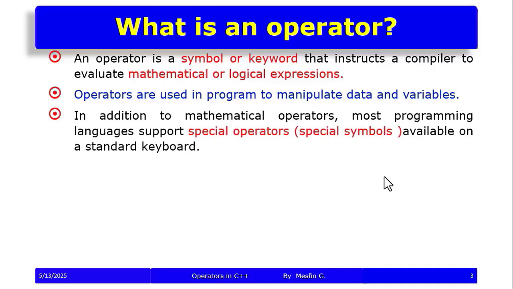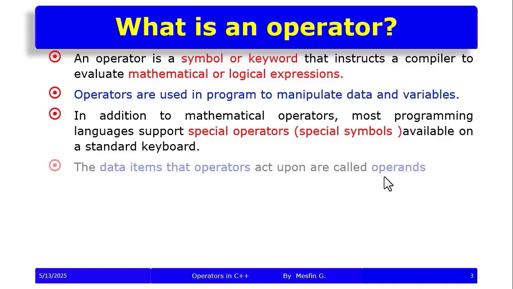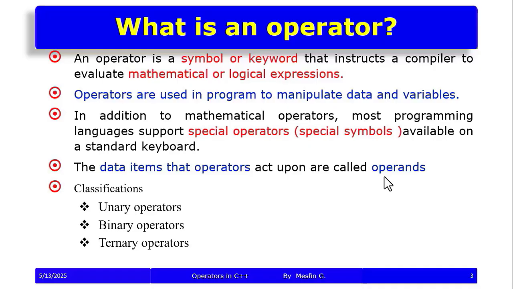In addition to mathematical operators, most programming languages support special operators or special symbols available on the standard keyboard. The data items that the operators act upon are termed operands. We have three types of operators: unary, binary, and ternary operators. Unary operators have only a single operand. Binary operators have two operands. Ternary operators have three operands.